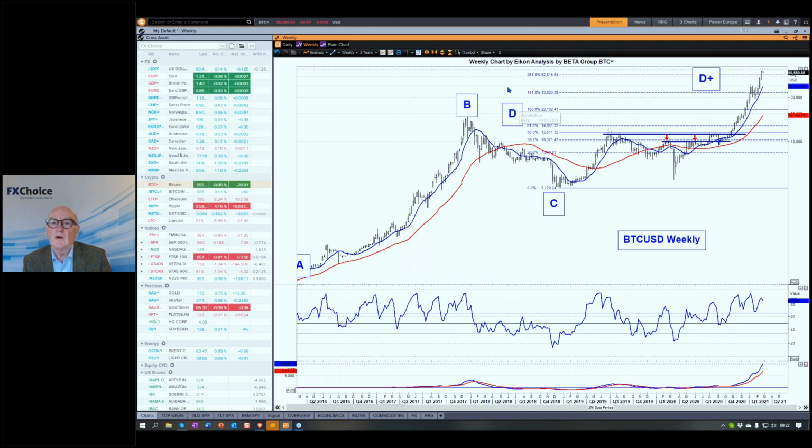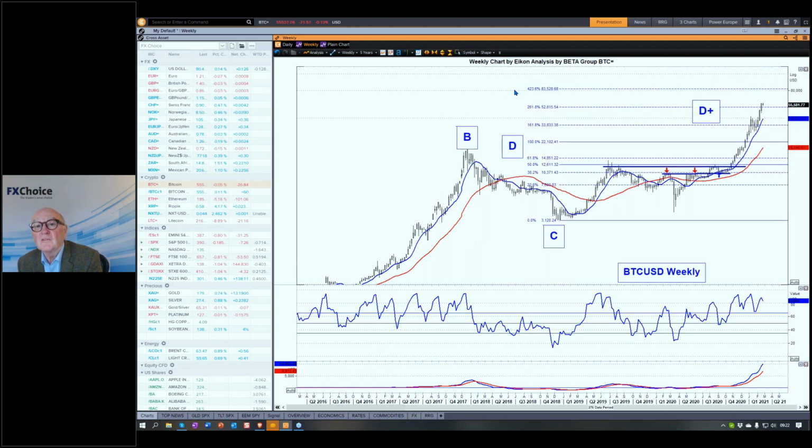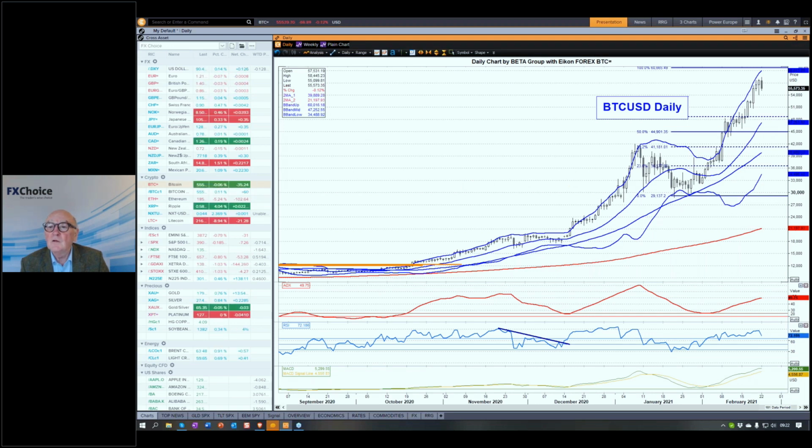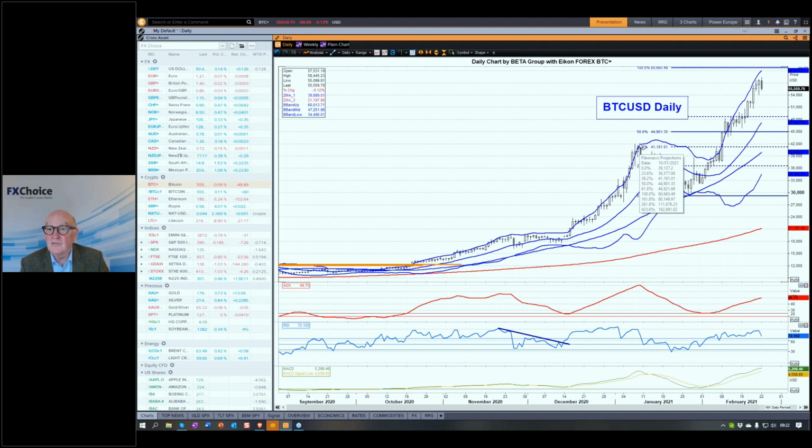And so where is the next level? The next Fibonacci level is 423.6. You don't see those too often. You do see them, but you don't see them too often. And that's at 83,000. Wow, 83,000 there. So let's go to the daily chart here. Now I've got a smaller measurement here from the 2020 low to the high in January this year, back to the pullback here.